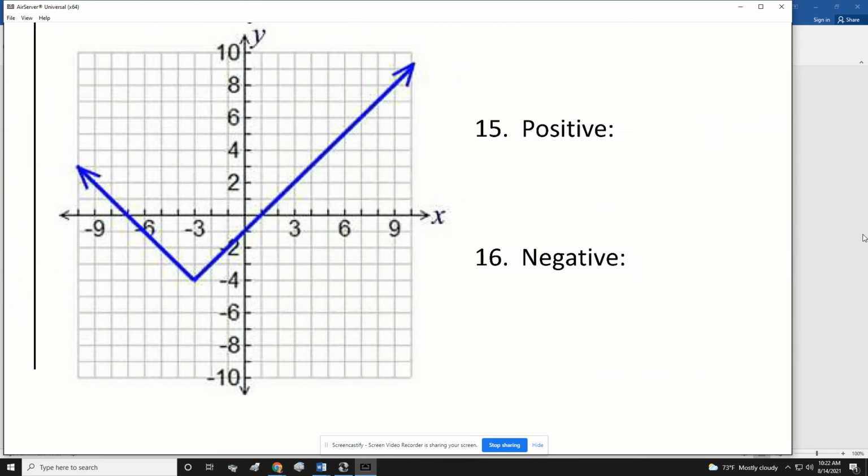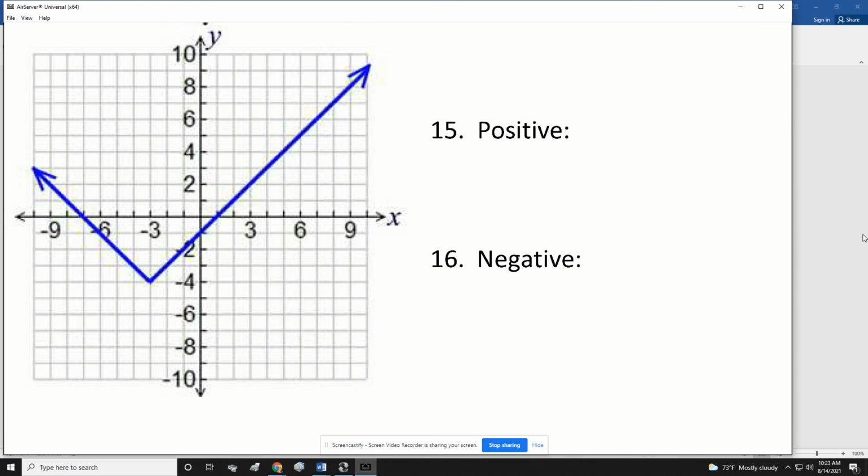So I want you all to come over with this other graph and do the positive and negative intervals on your own.